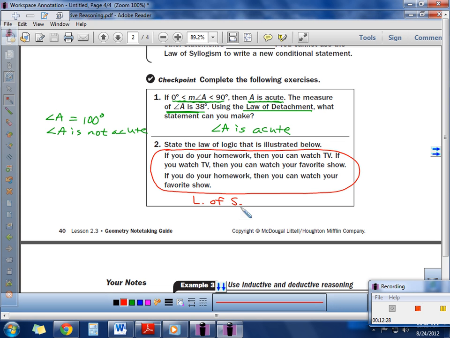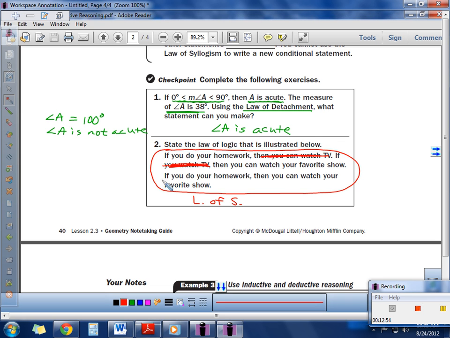Another way to look at it would be to remember, in the definition of law of syllogism, it gave 3 if-then statements. It gave 2 of them and what followed after that. Let's see if that occurs. If you do your homework, then you can watch TV. If you watch TV, then you can watch your favorite show. Did it have repeated parts? In the first 2 statements, was there a repeated part? Yes. It's about watching TV. There's the watching TV. There's the watching TV. What do you write? You write the leftovers. If you do your homework, then you watch your favorite show.